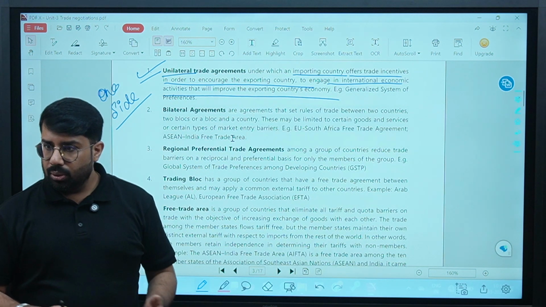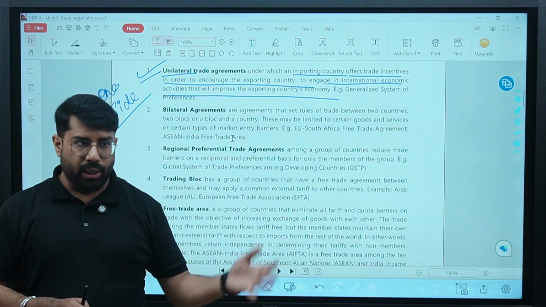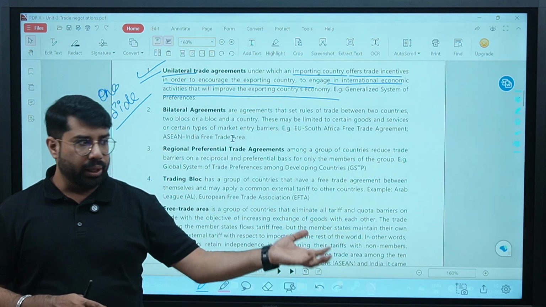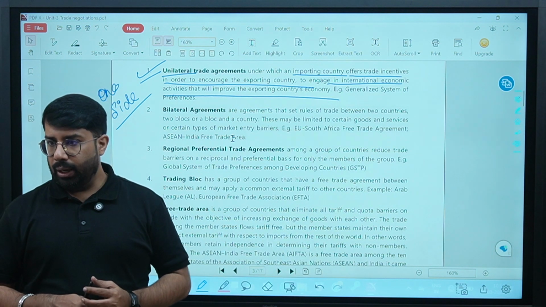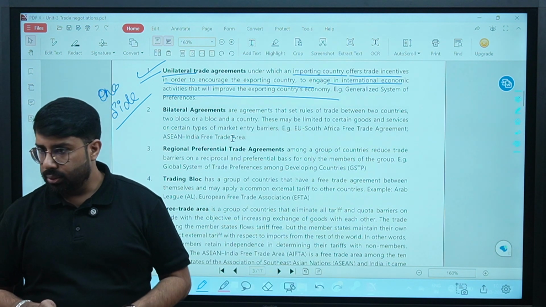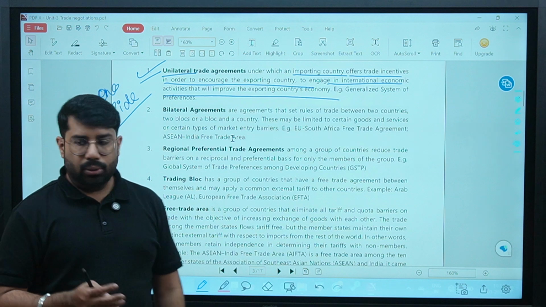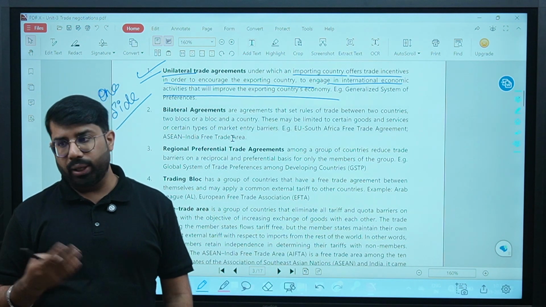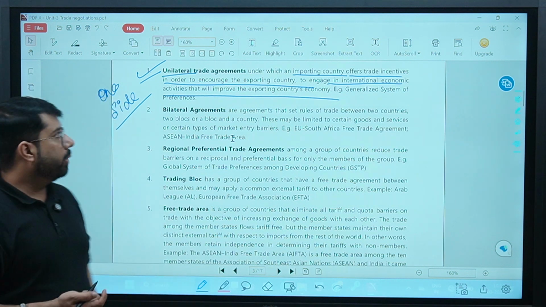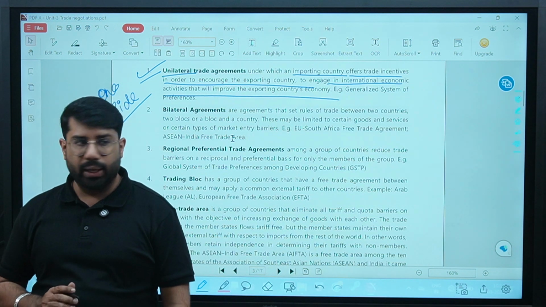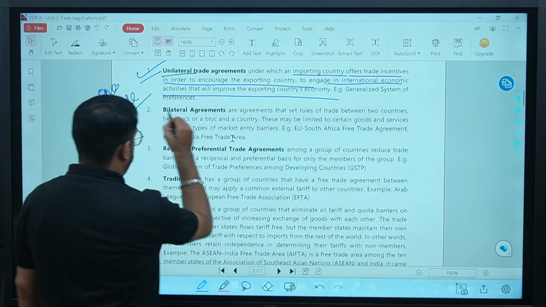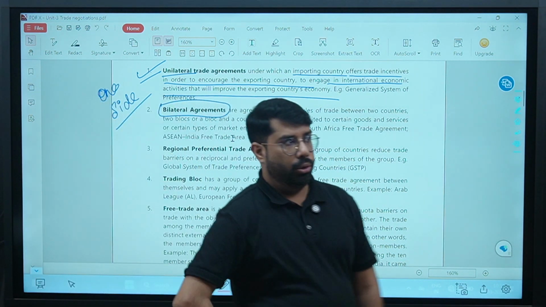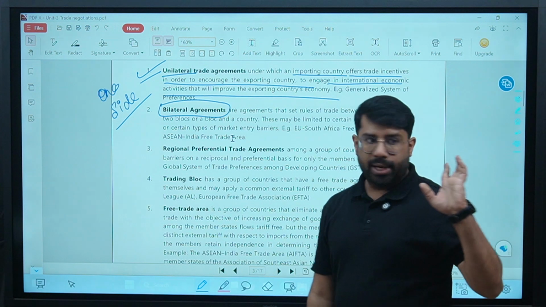Example. If US is helping India, US is giving subsidies and incentives to India so that India can trade more. India can come up in a better way. India can increase the trade. So in that case, just because only US is giving incentives to India, that will be unilateral trade agreement. Clear? Okay. Second is bilateral trade agreement. Now, unilateral was one-sided incentives, yes or no?